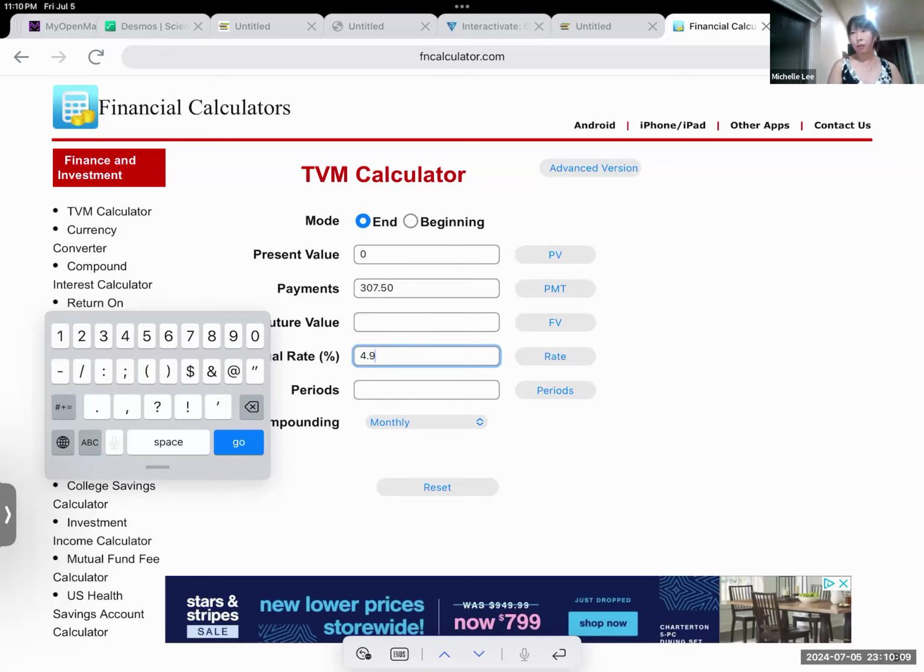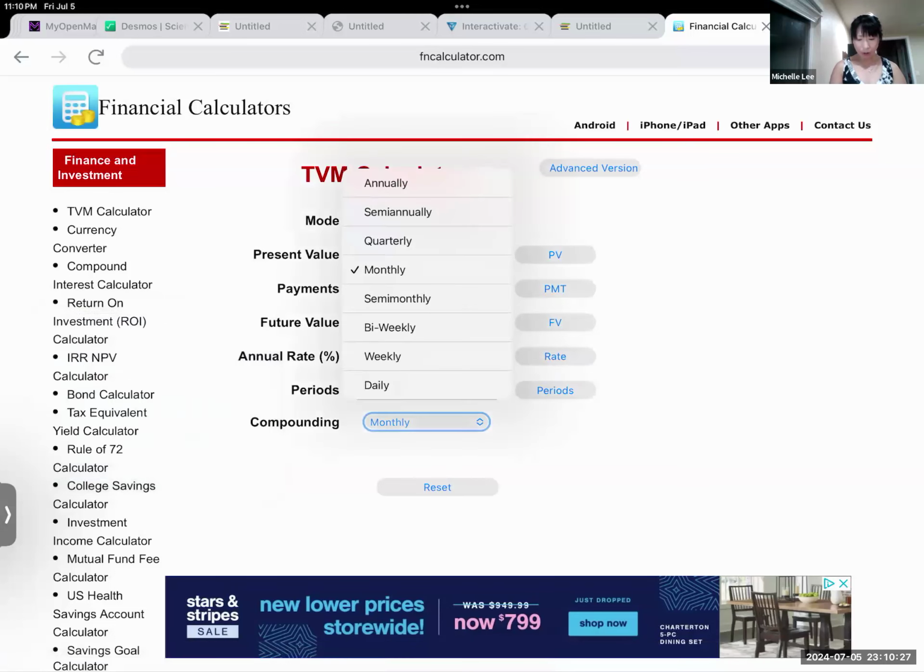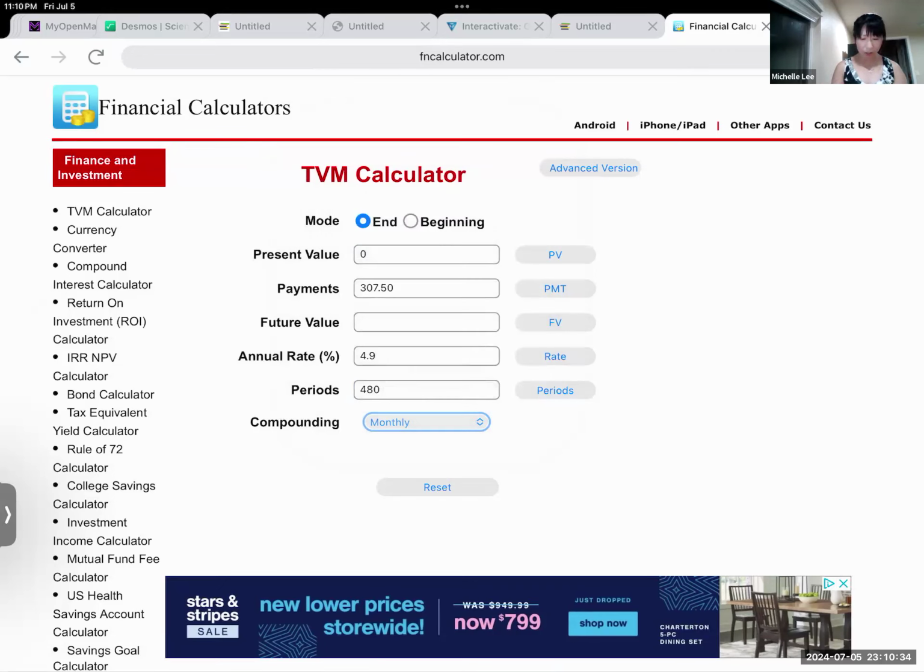Okay, period. We had 40 years, times 12 months because they said it's compounded monthly. So it's 480, right? And then here it is monthly, right? Can you see that? Annually, semi-annually, quarterly, monthly. So we click monthly. Now we click future value, the right side, FV, right?